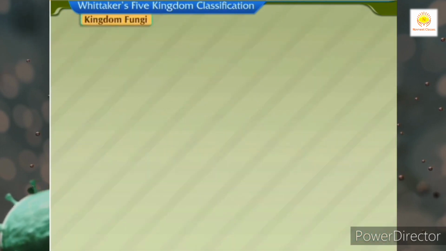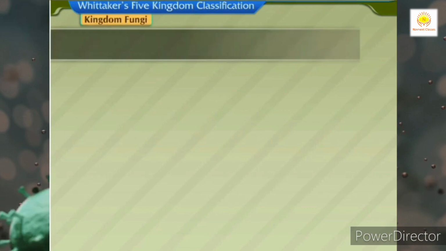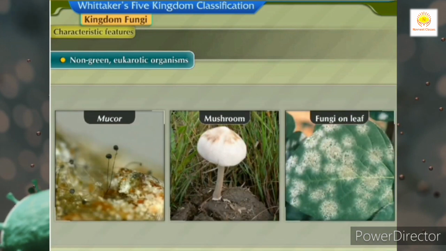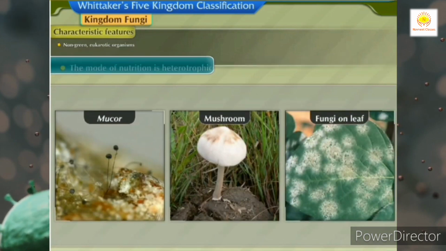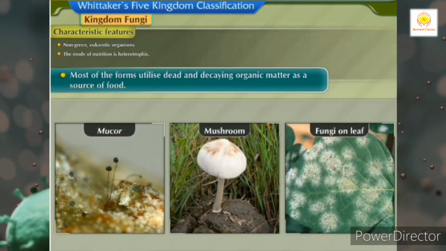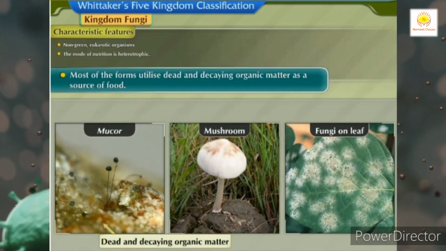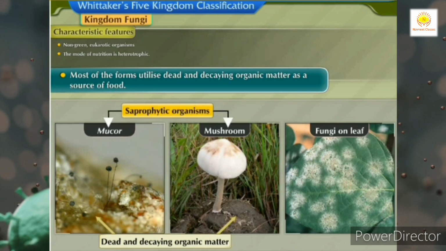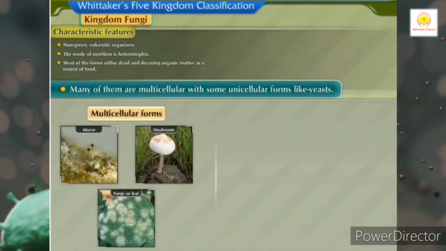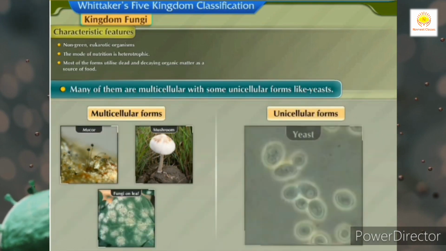Kingdom Fungi. The characteristic features of this kingdom are: they are non-green eukaryotic organisms. The mode of nutrition is heterotrophic. Most of the forms utilize dead and decaying organic matter as a source of their food, hence they are called saprophytic organisms. Many of them are multicellular with some unicellular forms like yeast.